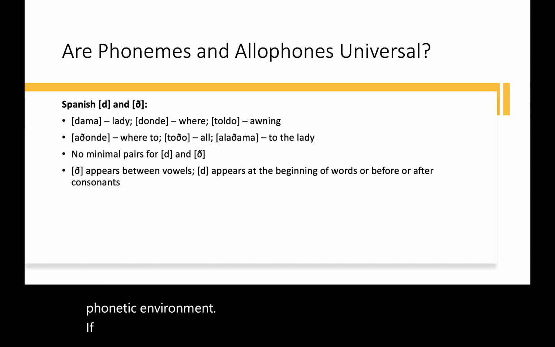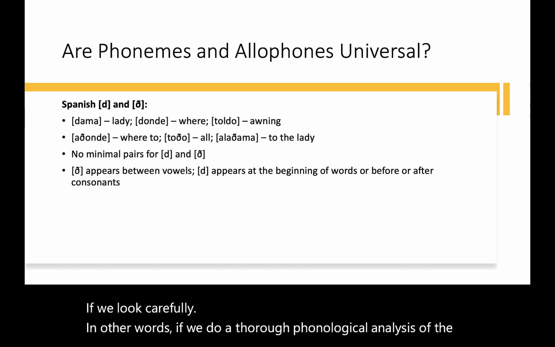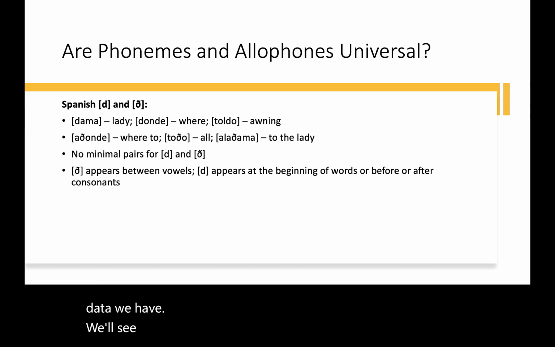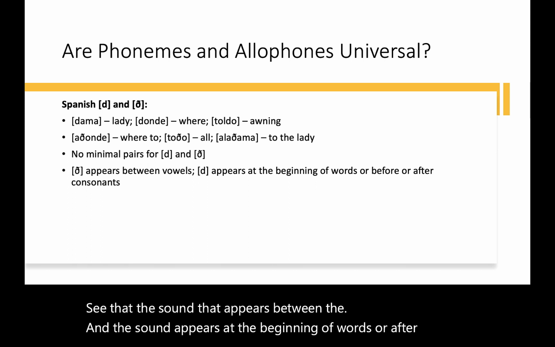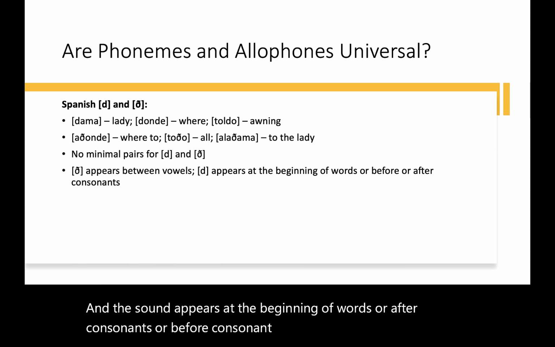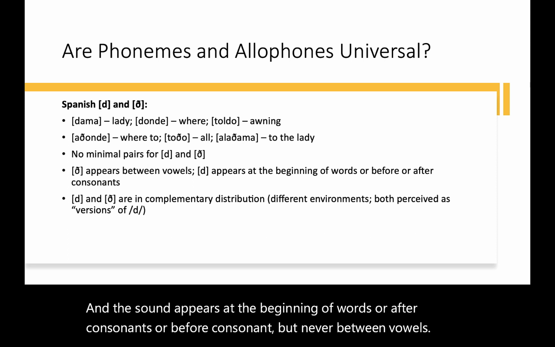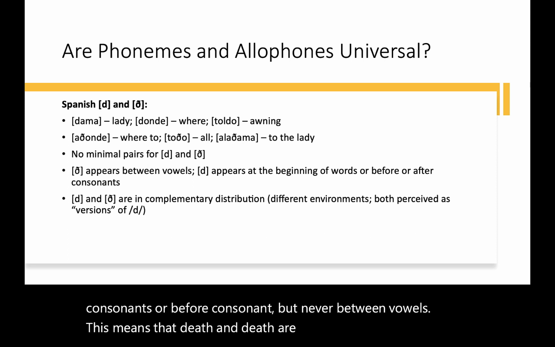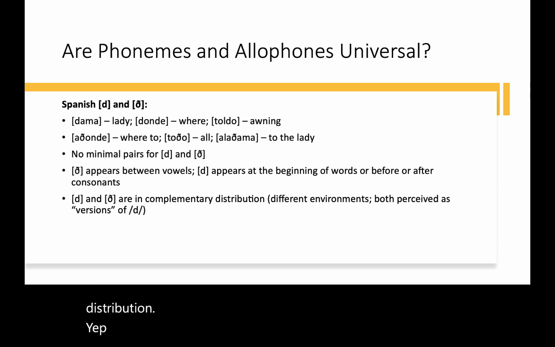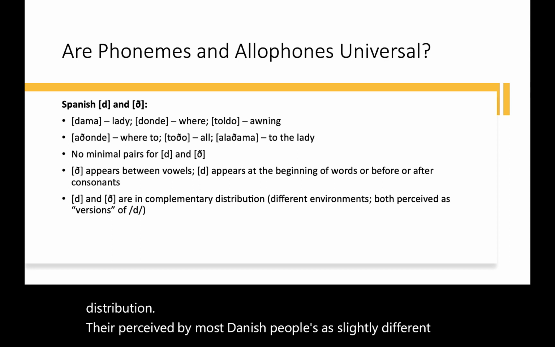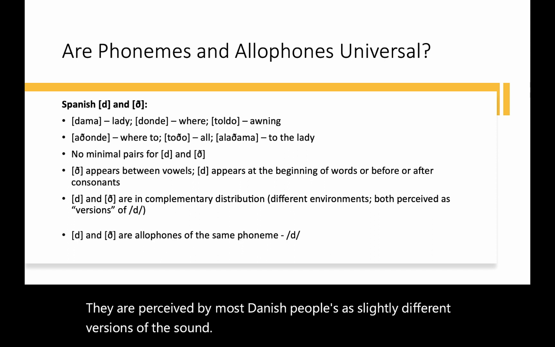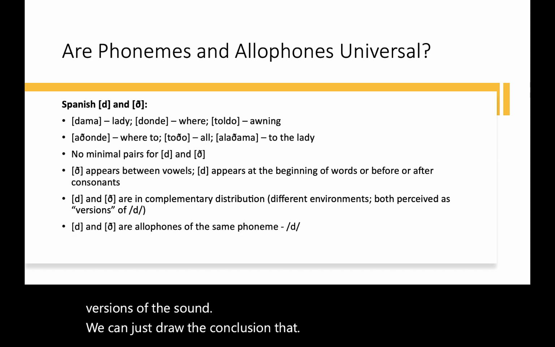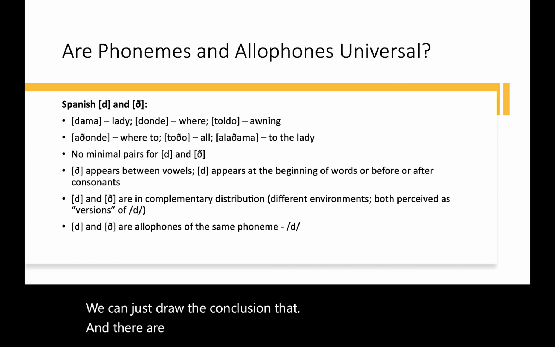If we look carefully, in other words, if we do a thorough phonological analysis of the data we have, we will see that the sound th appears between vowels, and the sound d appears at the beginning of words, or after consonants or before consonants, but never between vowels. This means that d and th are in complementary distribution. They're perceived by most Spanish speakers as slightly different versions of the sound d. We can thus draw the conclusion that d and th are allophones of the same phoneme.